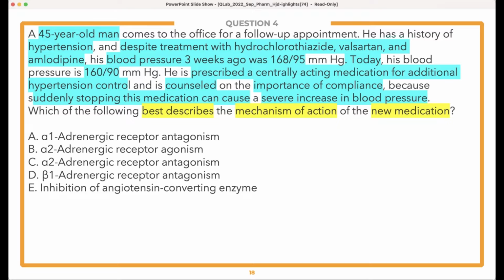So we're going to go ahead and open up that poll. Go ahead and select what you think is the best answer here, and we'll talk about it in just a few seconds. Okay, very good. So we've got the poll launched.